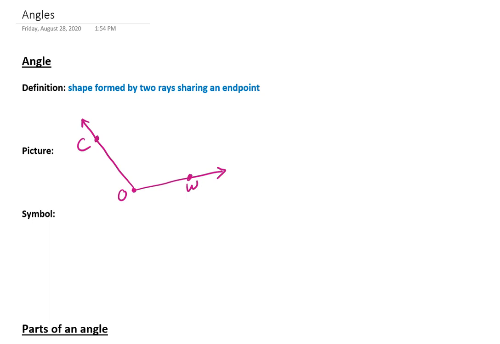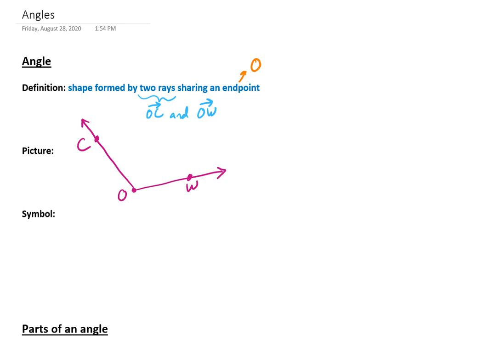So here I have ray OC and I have ray OW. So in my example here, the two rays would be ray OC, endpoint first, symbol points to the right, and ray OW, again, endpoint first. So those are my two rays. The endpoint they're sharing would be O. And this entire shape is the angle.